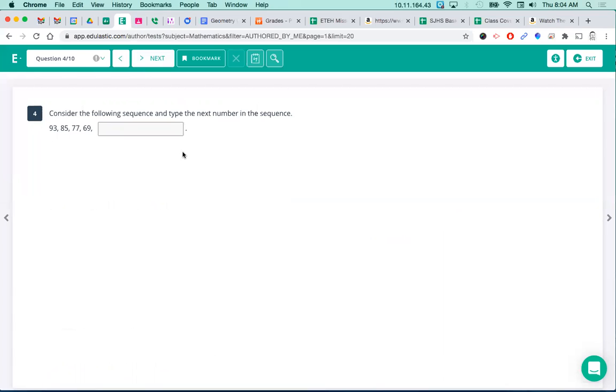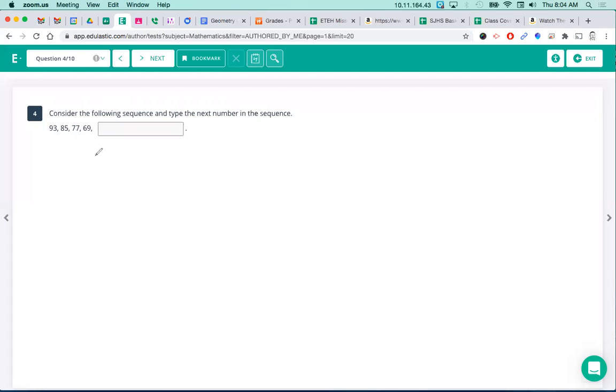Well, we have to identify, is it arithmetic or geometric? From 93 to 85. I always check arithmetic first, just because it's a little bit easier to figure out the addition and subtraction than it is the multiplication at times. So I'll check and see if I'm adding or subtracting something here.